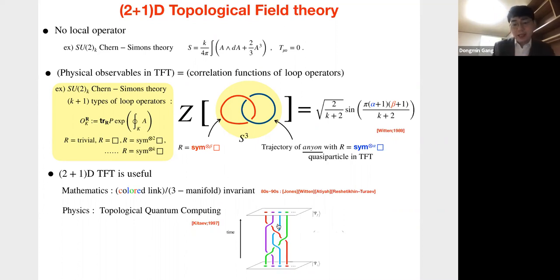Topological is very important in this realization, because topological means it is stable under local perturbation. So people believe that using the topological phase, we can realize some quantum computer. So this is why some people are interested in the study of these topological field theories.